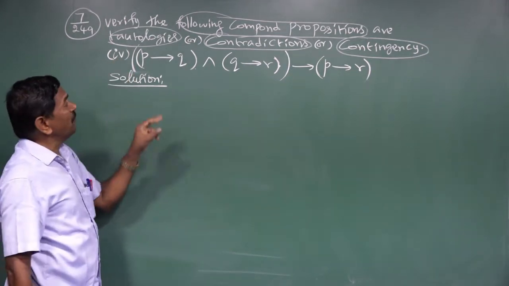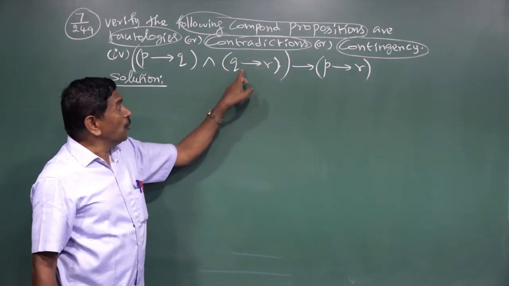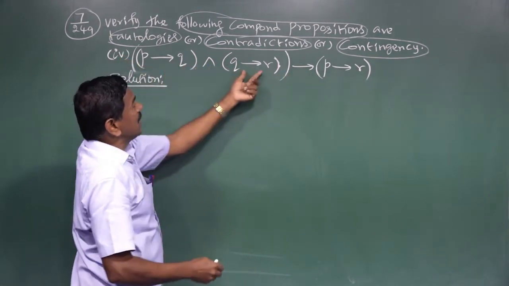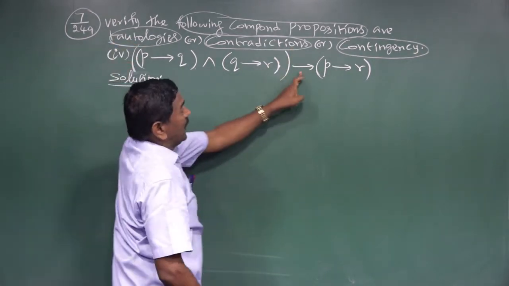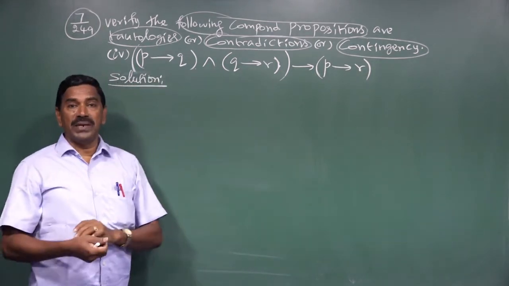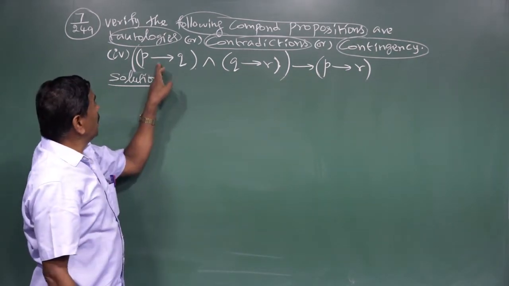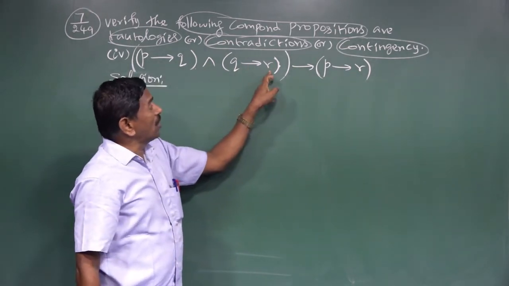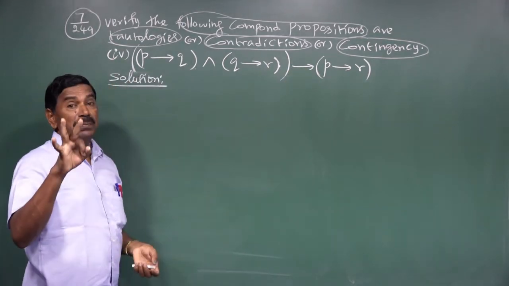The fourth sum I will do myself. Here, (P tends to Q) cap (Q tends to R). These two brackets are covered by one bigger bracket, and it tends to (P tends to R). That is the question. Here, can you tell me how many simple statements are there? Yes, there are three simple statements: P, Q, R. Only P, Q, R are repeated.